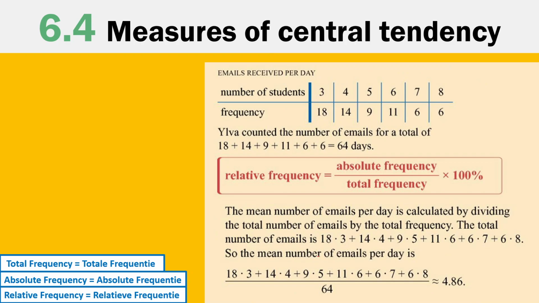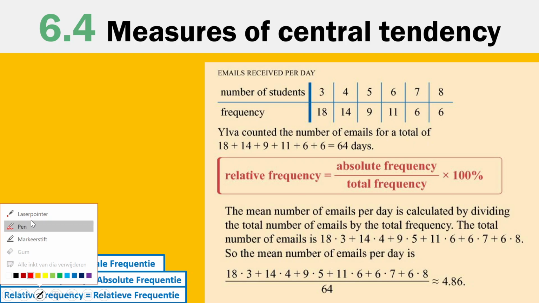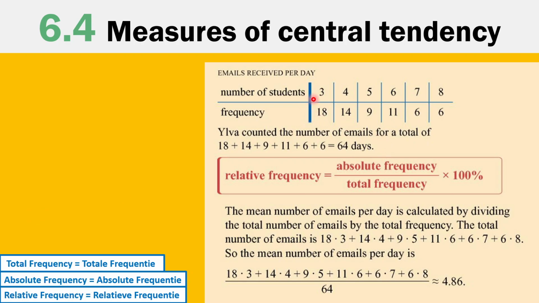If you get questions like this, you can now also calculate the mean. What is the mean? Well, first we have to find how many emails she received in total. That's 18 times 3, plus 14 times 4, plus 9 times 5, plus 11 times 6, etc. That is the total amount of emails she received. The mean is that divided by the total amount of days.